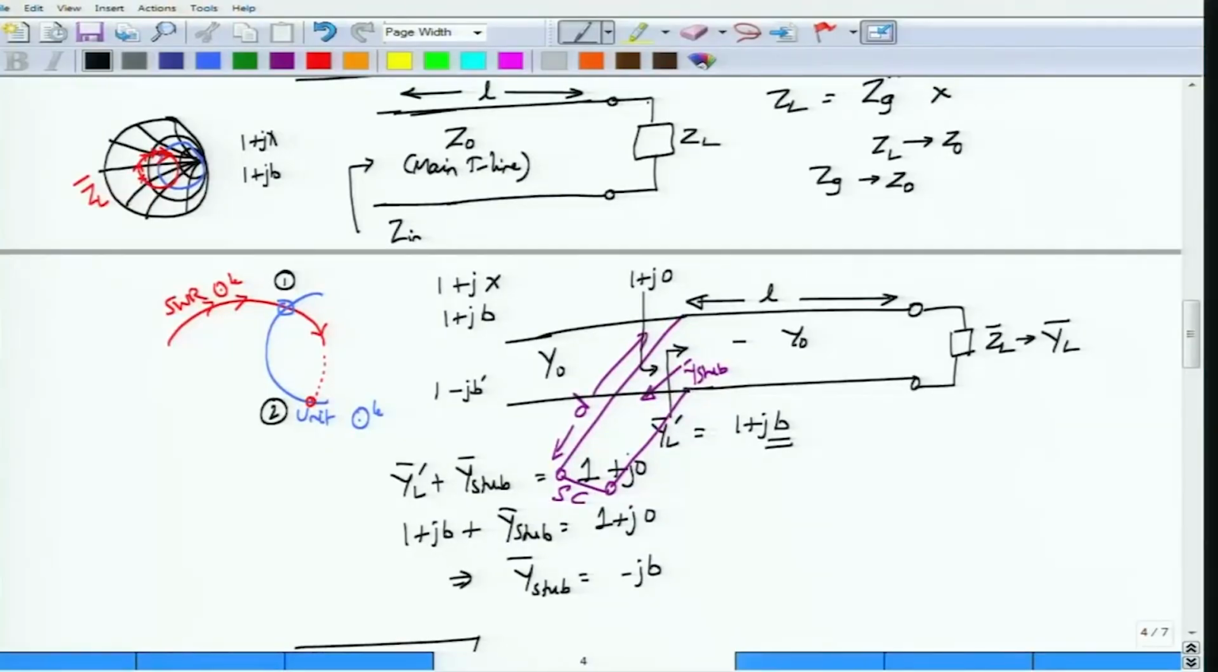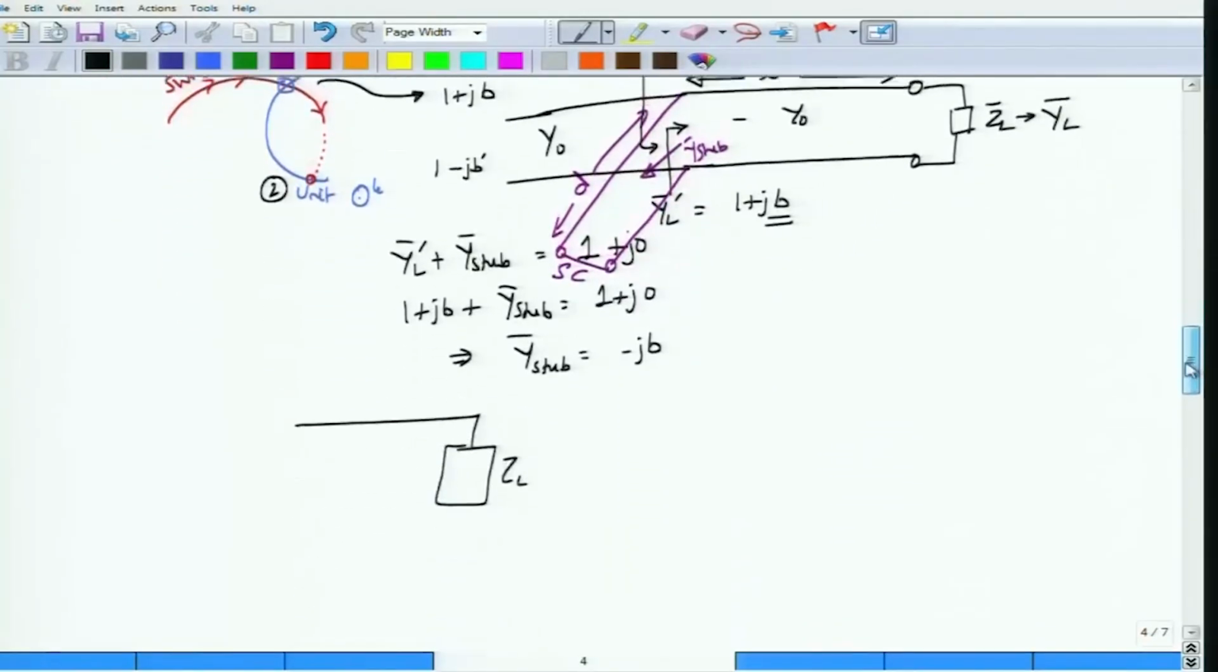Once you have met the unit circle and read off the corresponding value of the admittance there, you need to consider whether it's a short circuit or an open circuited stub, and then move in such a way that you are able to obtain minus jB, so that the total admittance adds up to 1.